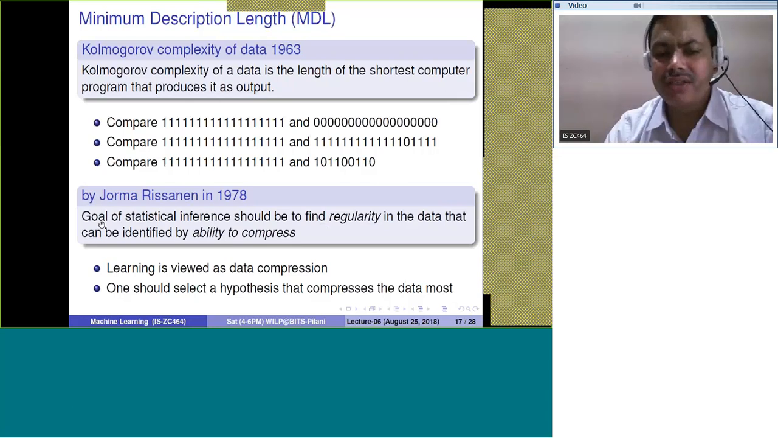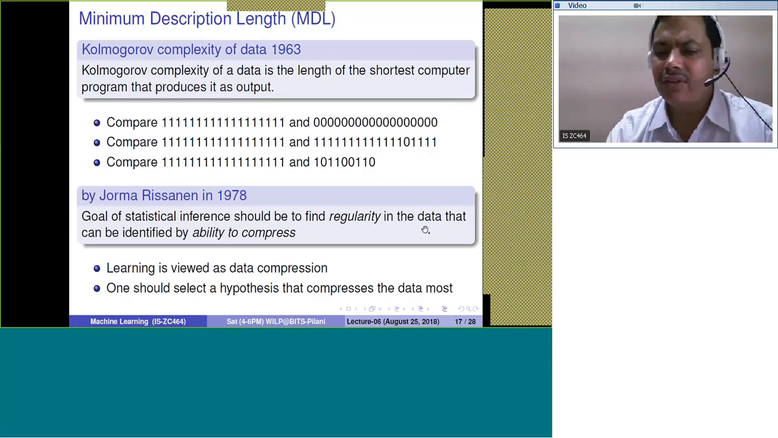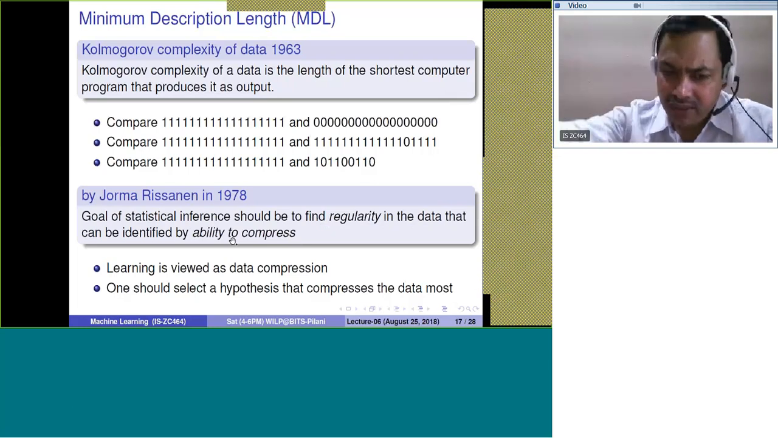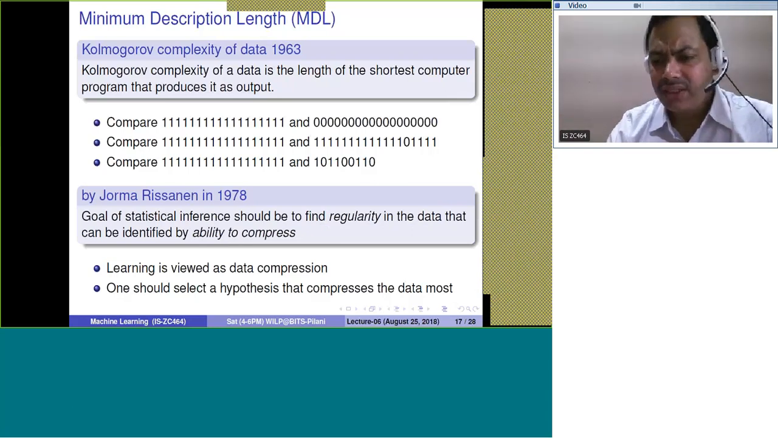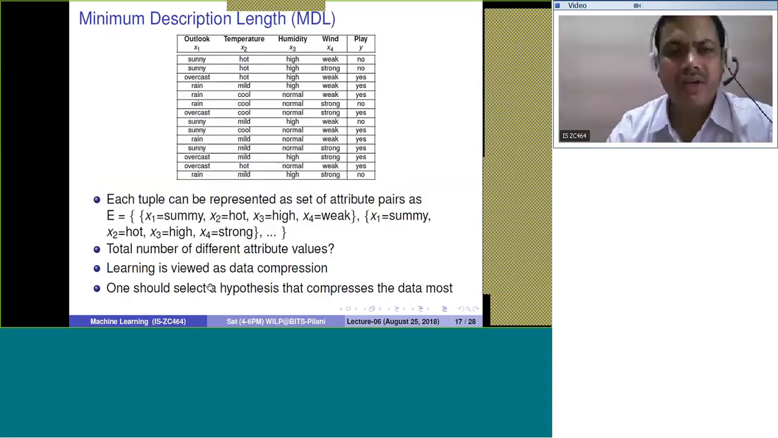What does it mean? The goal of statistical inference should be to find the regularity in the data. If you find the regularity, then you can compress, and if you can compress more, it means you have a better algorithm. So in this sense, learning is a data compression thing. If I say that given the data you learn it, you are actually compressing the data. If you can compress well, then you are learning well.